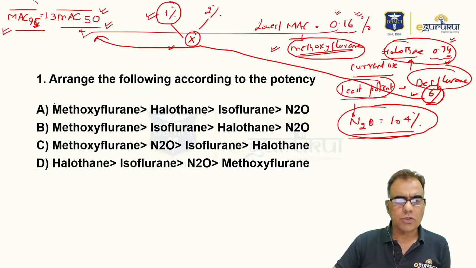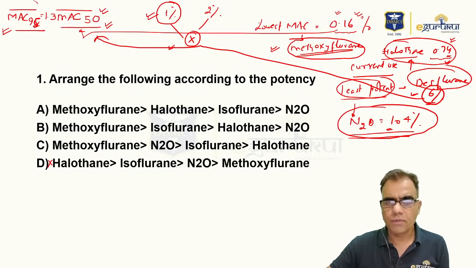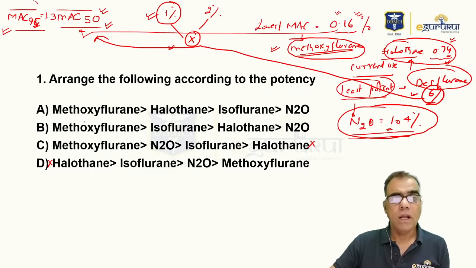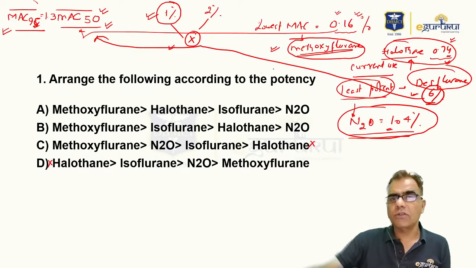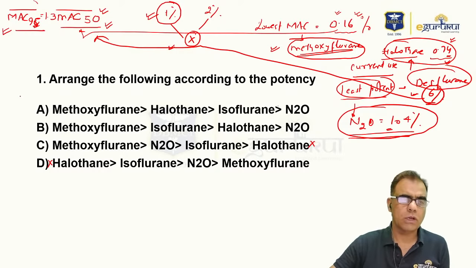Now with this background, you can look at the choices again. Most potent is methoxyflurane, so choice C automatically gets ruled out. Overall the least potent is nitrous oxide, so this choice also gets ruled out. Now we have to consider between A and B. I told you that among the agents of current use, the most potent is halothane. So: methoxyflurane, then halothane, then isoflurane, and then nitrous oxide. So the answer is A.